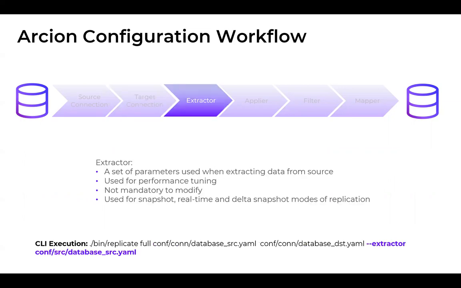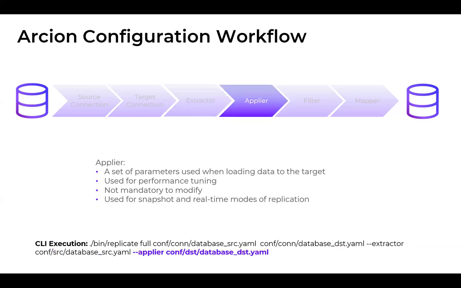Then we have the extractor. Now, the extractor, as I mentioned earlier on, is not mandatory. Extractor and applier are typically performance tuning parameters to instruct Arcion how many threads we want to spin up. As I mentioned, it's a multi-threaded replication solution. There's other fields that we can also put in there, but that's normally to govern performance tuning or anything additional outside of the basics of what we configure within the default parameters. Again, applier is more for the target side of things, extractor on the source.